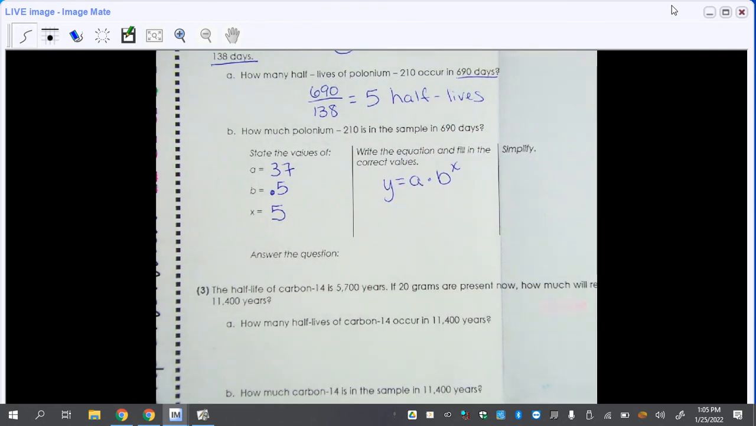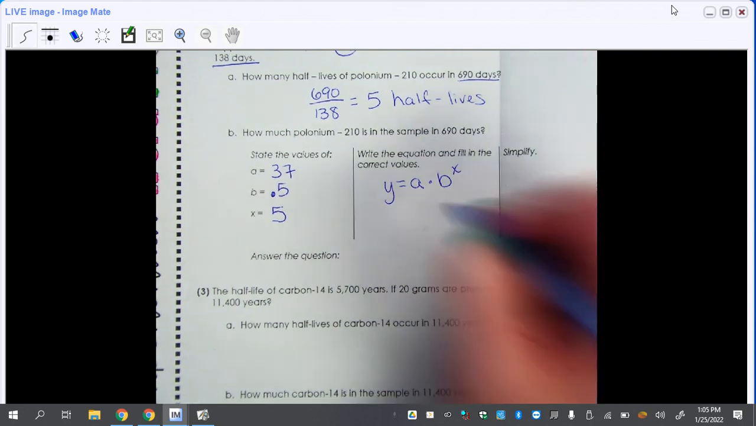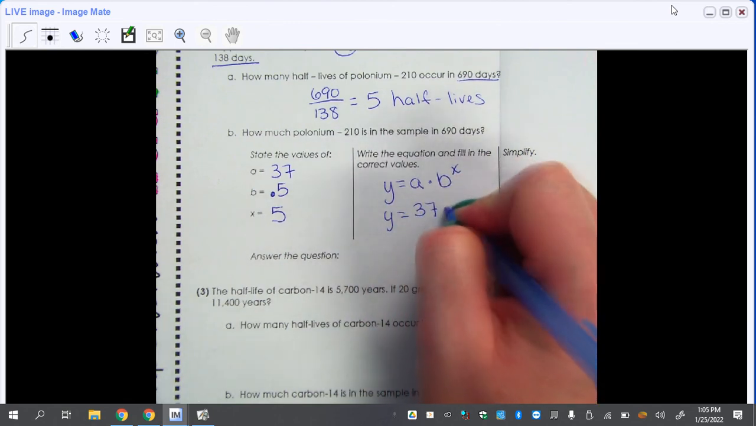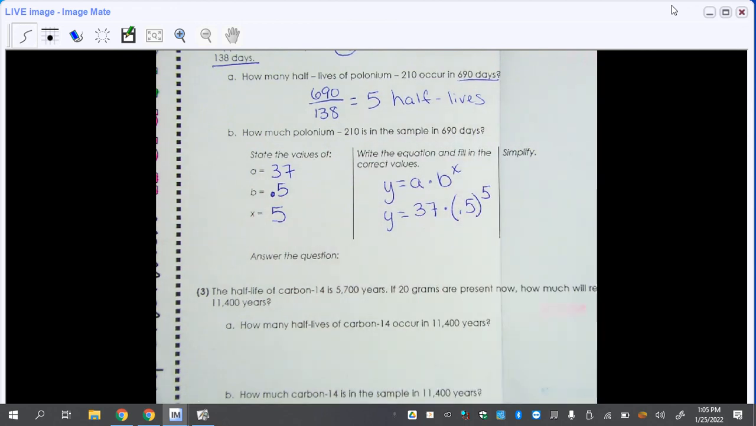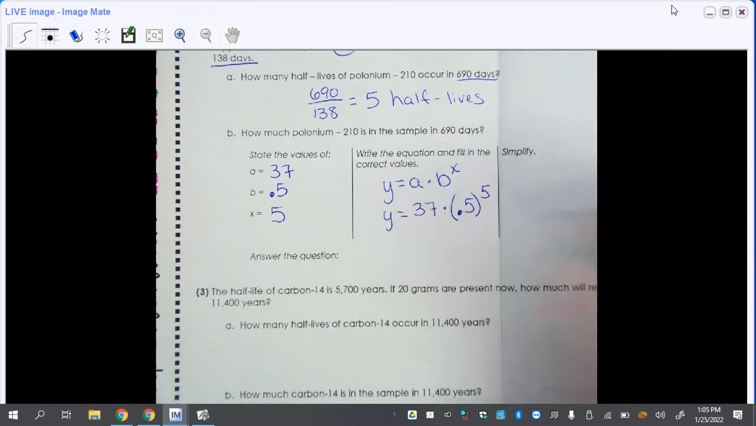So I'm just going to rewrite my formula quickly that I'm going to use, a times b to the x. My a is a 37. My b is 0.5. And my x is a 5. That is a multiplication dot right there. And then I have my decimal 0.5.